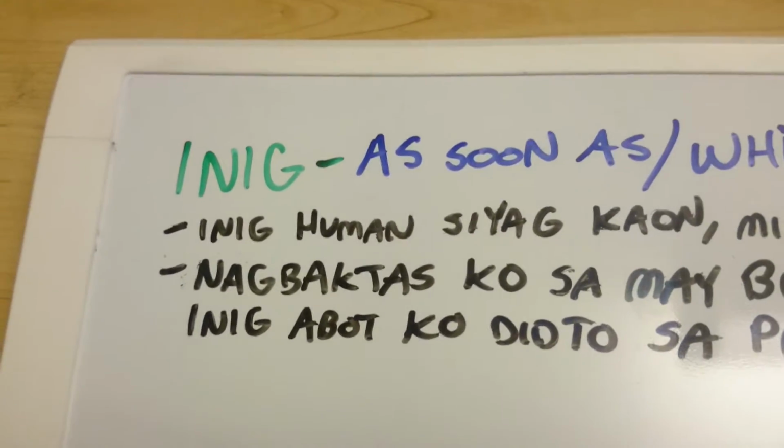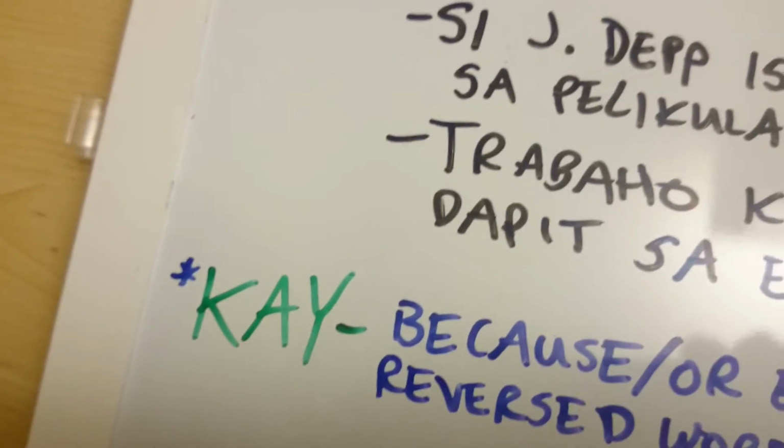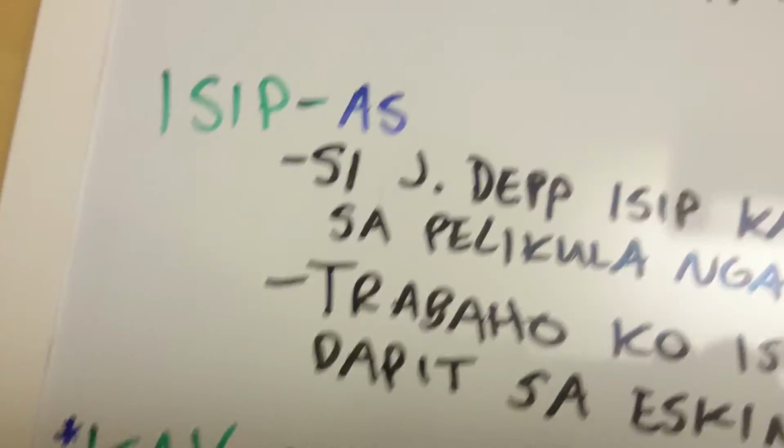But anyway, I'm gonna teach you three words here. One of them is inig, right? The first one. The next one is isip, and the next one is kai. Kai was actually requested by someone.